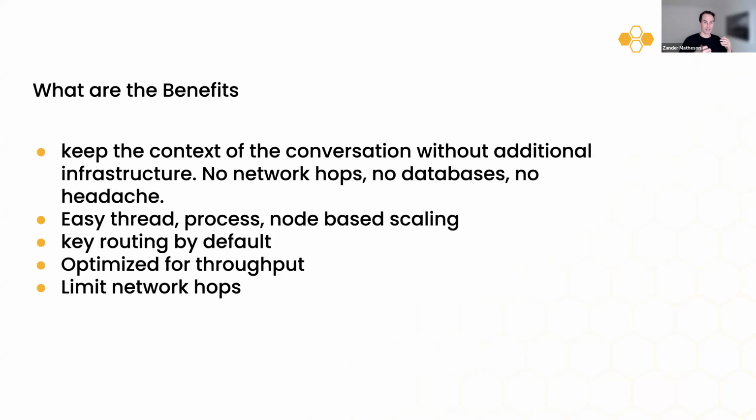And because you get key routing by default, you can do that in a way that works for multiple conversations, for multiple users. It's also very easy to scale stream processors across threads, processes, and nodes because they are distributed systems, and that is kind of abstracted away from the end user. They're optimized for throughput, which may or may not be something you're looking for because you might be bottlenecked somewhere else anyway. But at the end of the day, you're limiting network hops as well, so that's kind of a throughput thing too.